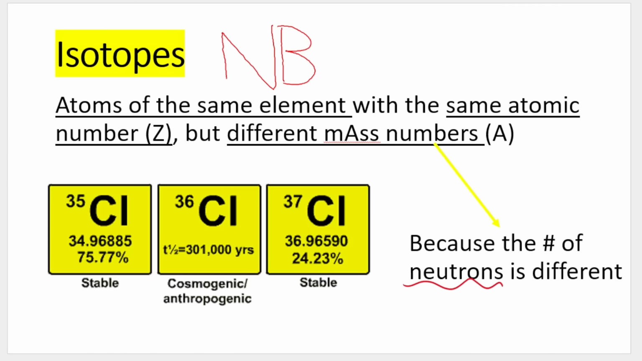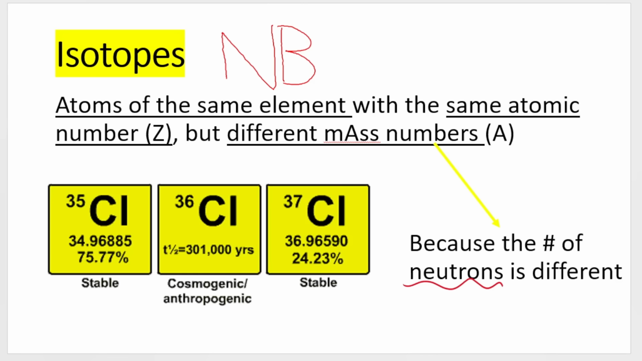Now, isotopes are pretty cool. They can be used for a whole lot of things. You get stable isotopes and also unstable isotopes. They are called radioactive isotopes. They can decay. It's pretty cool because isotopes can be used to date things like bones or wood. So basically, we can tell how old it is.